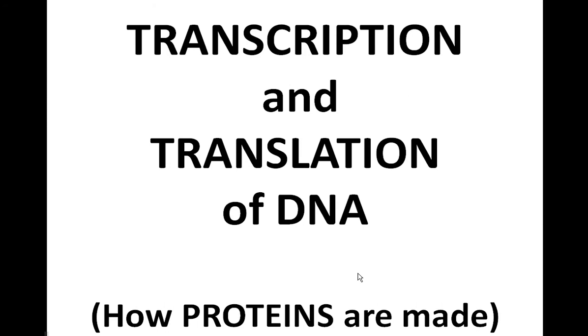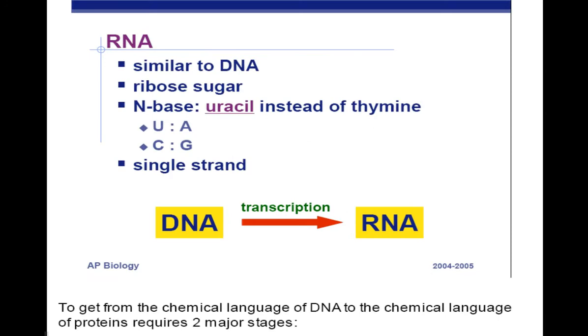If we're making muscle protein or cartilage in our ear or enzymes, all those things are proteins that are coded for by DNA. Now remember, RNA is very similar to DNA. They're both nucleic acids. However, RNA is different in 3 ways. RNA has ribose as a sugar. DNA has deoxyribose as a sugar.